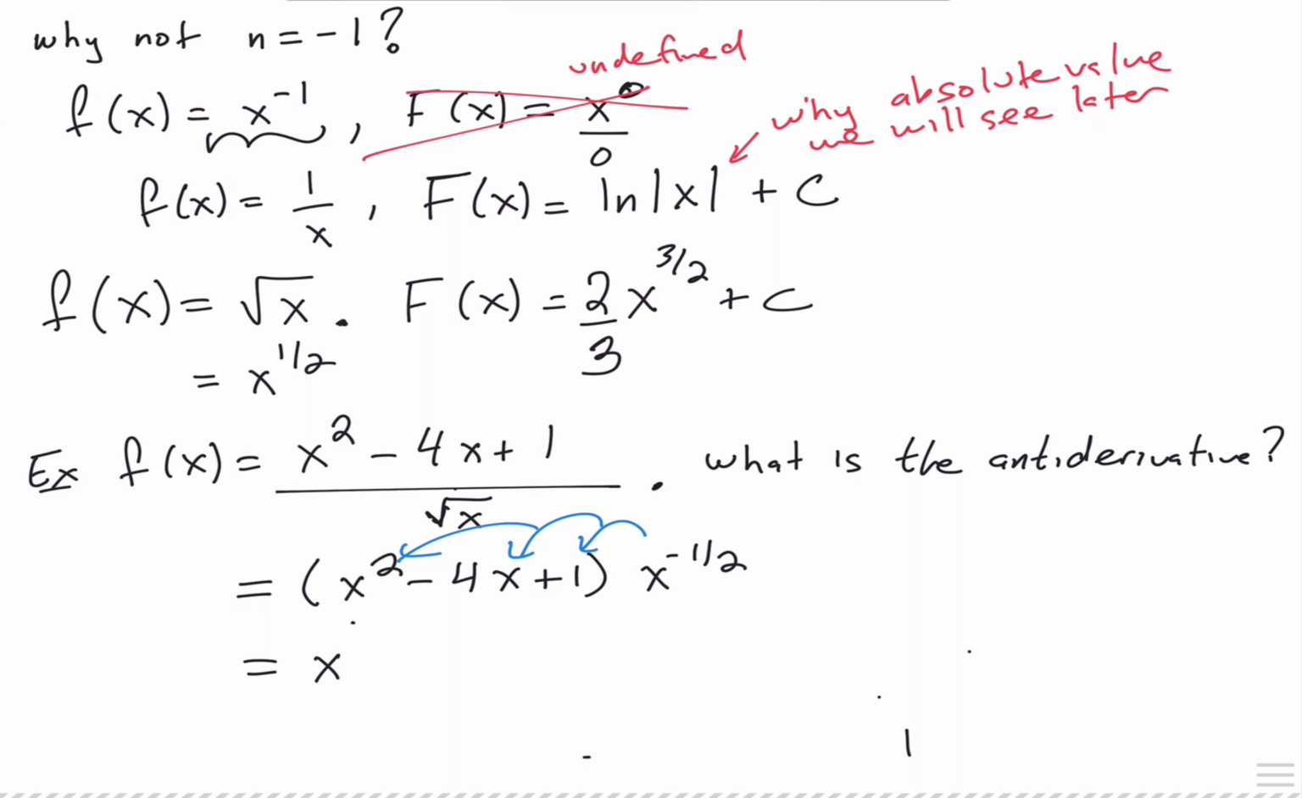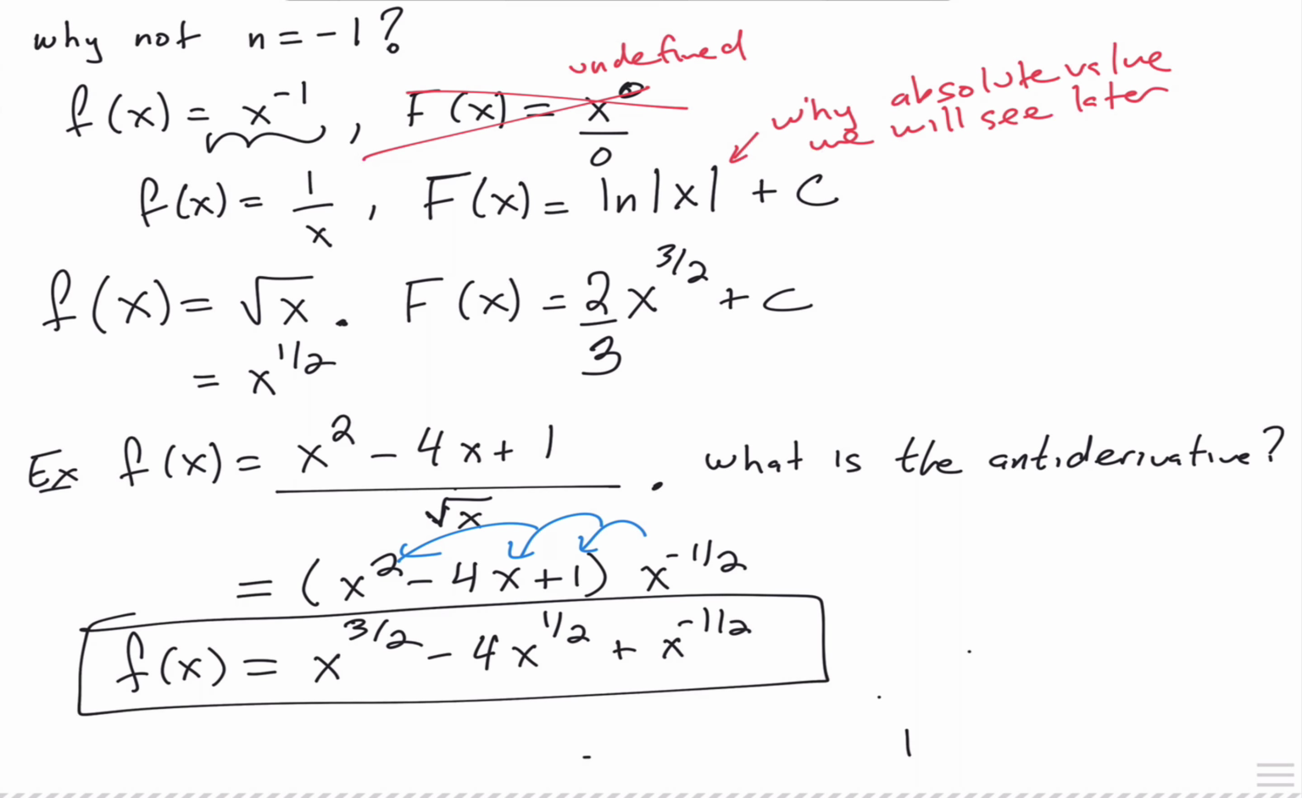What do you do with the exponents? Add them. So 2 plus negative 1/2, that's 3 halves. Minus 4x to the 1 half, and then plus x to the minus 1 half. Now notice, at this point, did I get the antiderivative yet? No, I'm just rewriting it so that I can use the power rule. So this is still the function. The antiderivative would be, so what's the antiderivative of the first term? X to the 5 halves, yep.